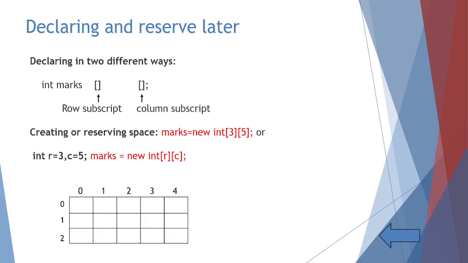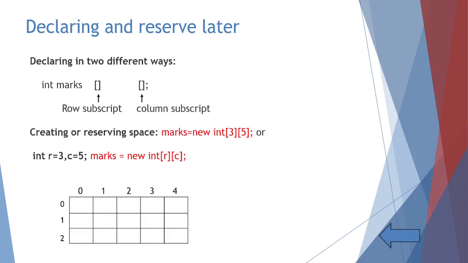Now reserving space can be marks is equal to, because the JVM already knows it is a two-dimensional array. We have declared int marks[][]; Now marks is equal to new int[3][5] means 3 rows and 5 columns in each row. Or we may ask how many rows and columns the user requires and then declare marks is equal to new int[r][c].